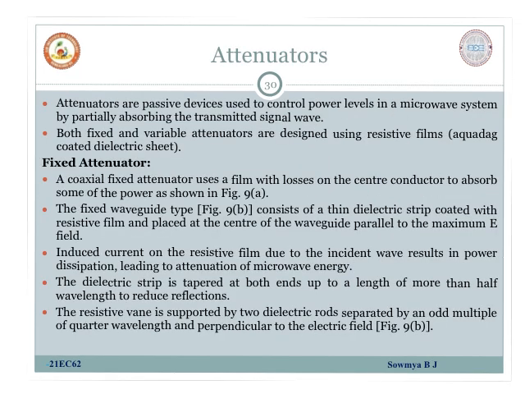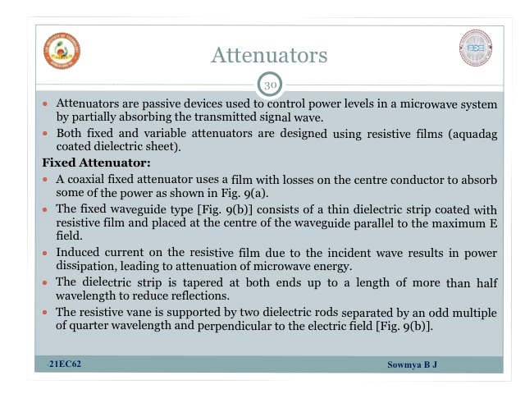Let us now discuss about the attenuators, the next passive device. The attenuators can be defined as the passive devices which is used to control the power levels in a microwave system, and this has been basically done by partially absorbing the transmitted signal wave.